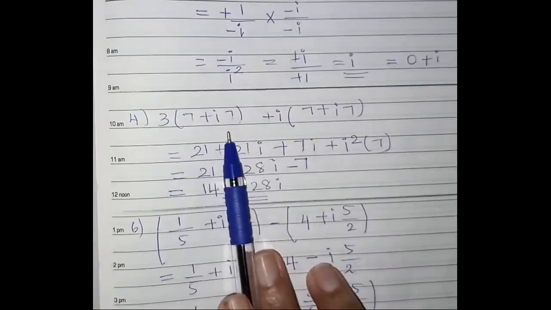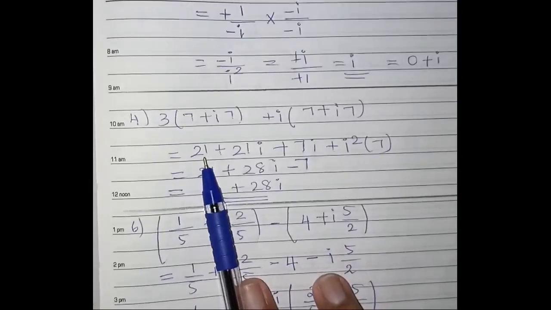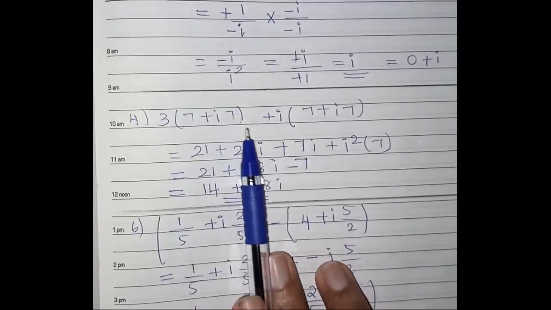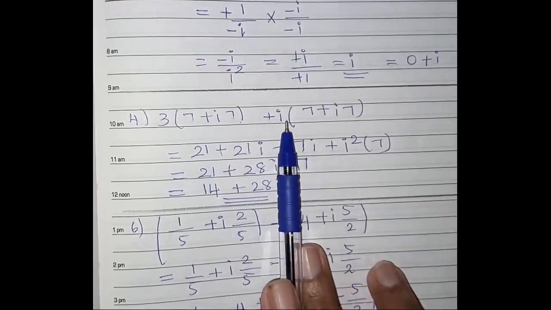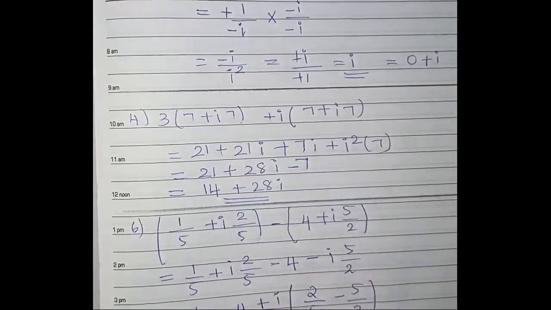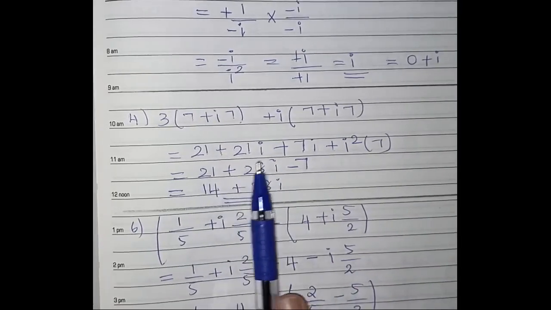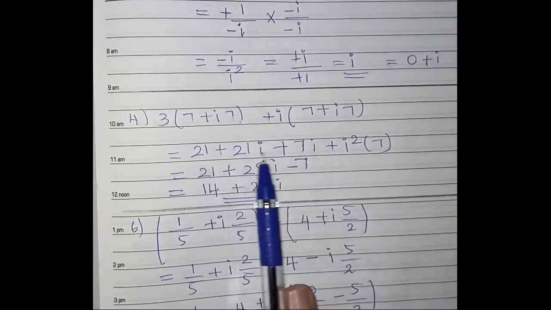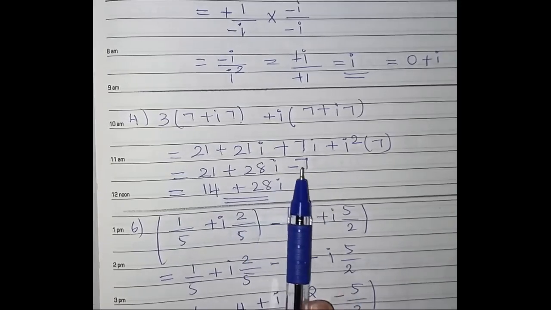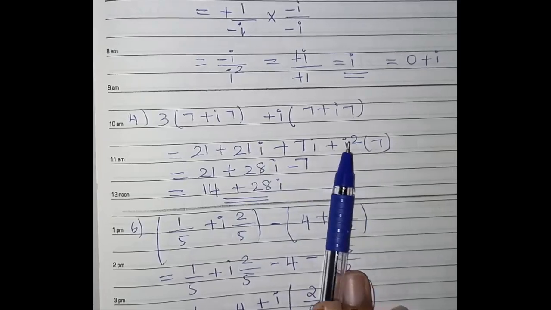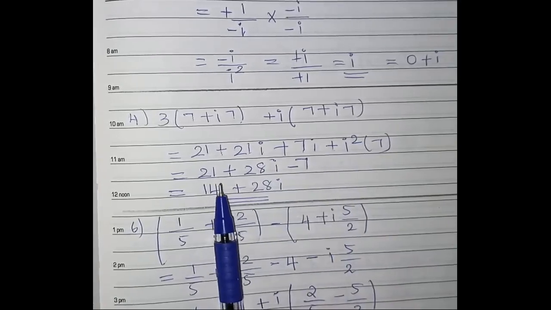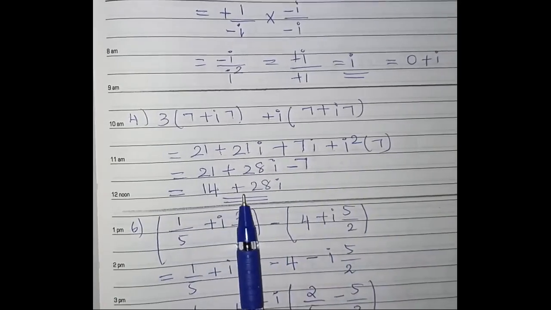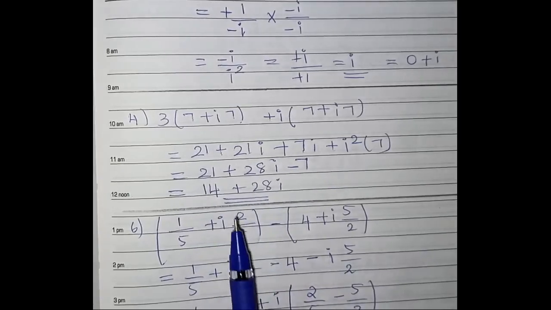Next. 3 into 7 plus 7i, plus i into 7 plus 7i. So it is just multiplication and adding. 3 sevens are 21, plus 3 into 7i is 7 threes are 21i, plus i into 7 is 7i, plus i into i square into 7. Understand? Next. 21 plus, i and i can add, no, they are like terms. So 21i plus 7i is 28i, minus 7, because i square value is minus 1, into 7 is minus 7. Next. 21 minus 7 is 14 plus 28i. So now it is in the form a plus ib.